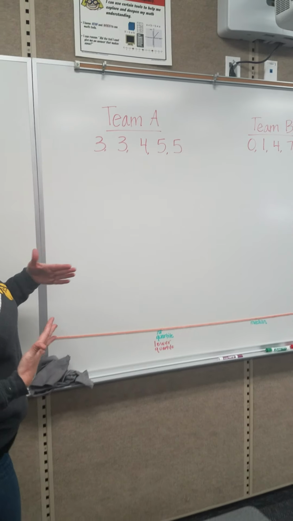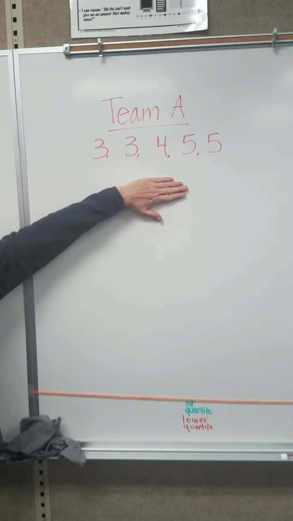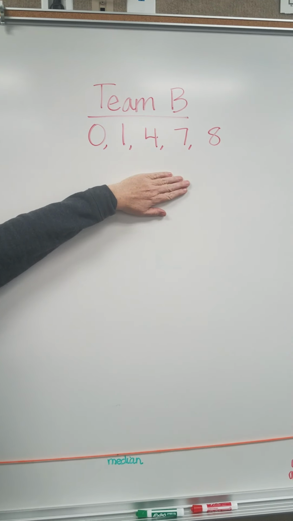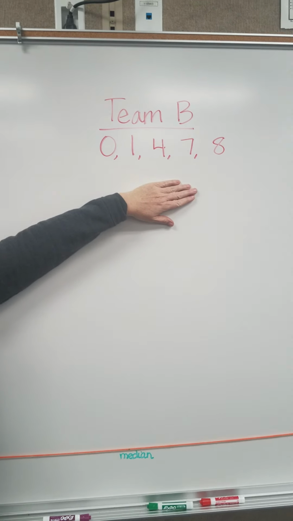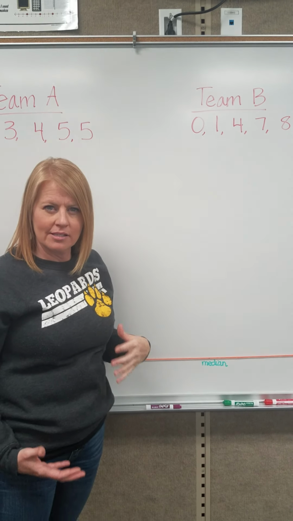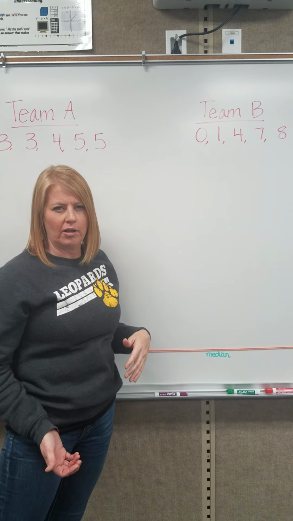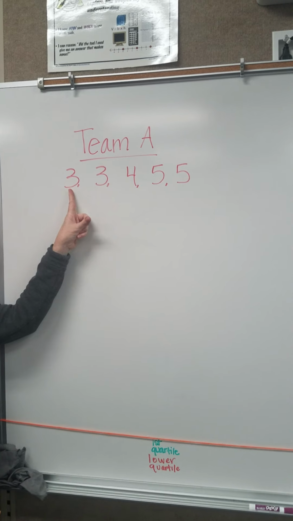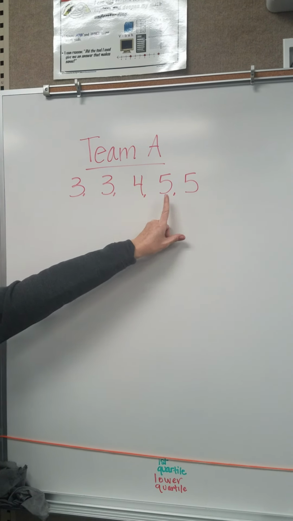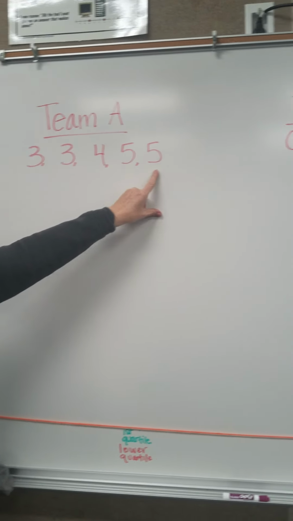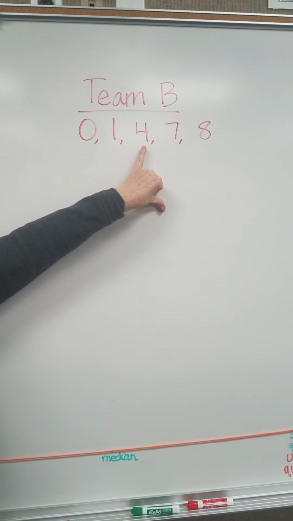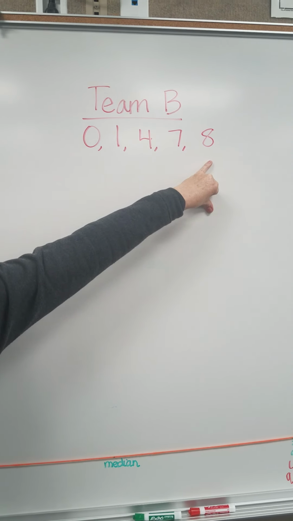I've written some data over here on the board. We have Team A and Team B. And we'll say, boys and girls, this is maybe how many points a team scored in their softball game. I want you to look at those data values. Team A had 3, 3, 4, 5, and 5. Team B had 0, 1, 4, 7, and 8.